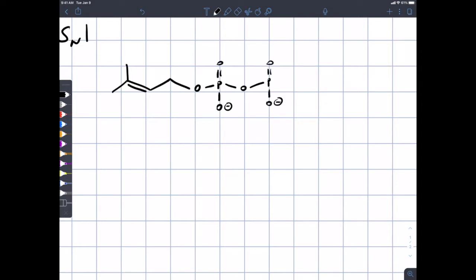The pyrophosphate is this portion of the molecule. And as before, this is our good leaving group. It's a good leaving group because it's the conjugate base of a strong acid. The other reason it's a good leaving group is it's almost always chelated by magnesium 2+, which sort of neutralizes the negative charge.